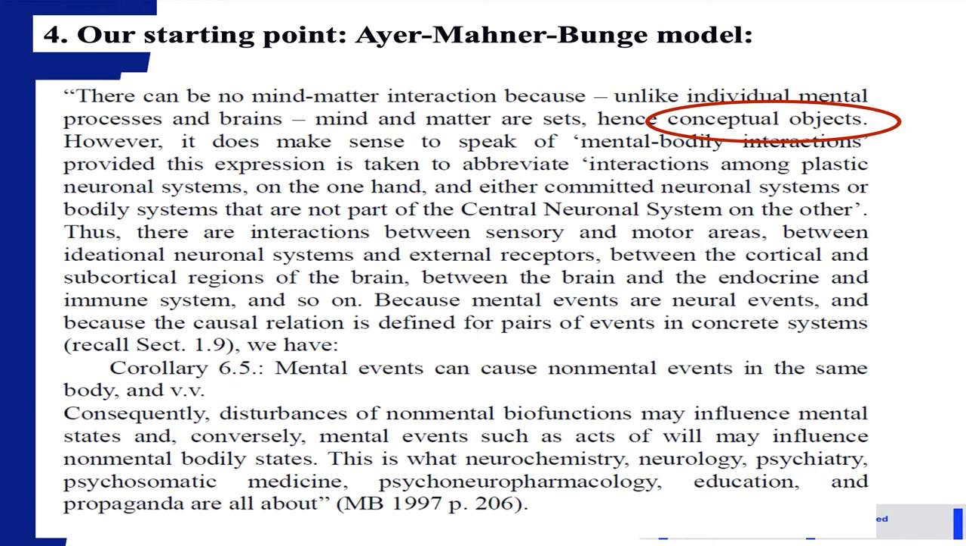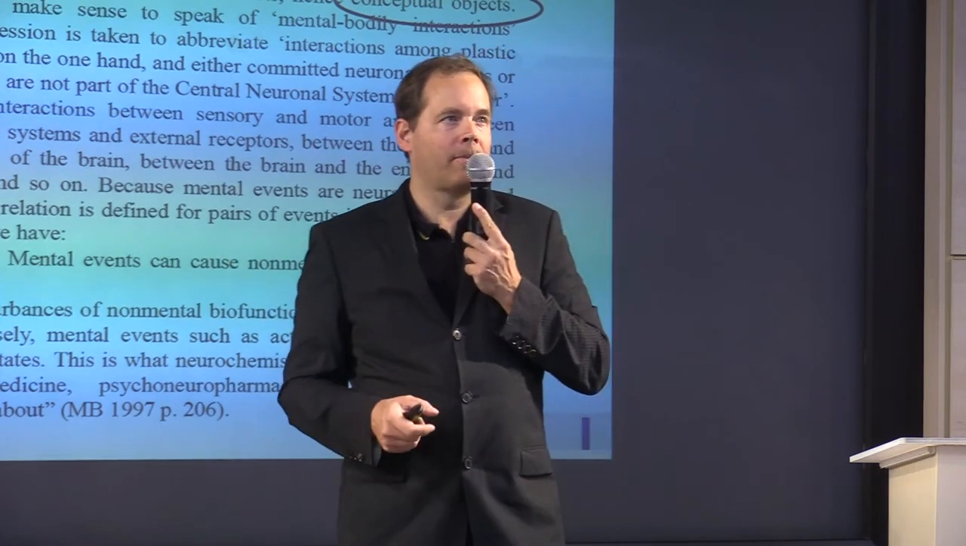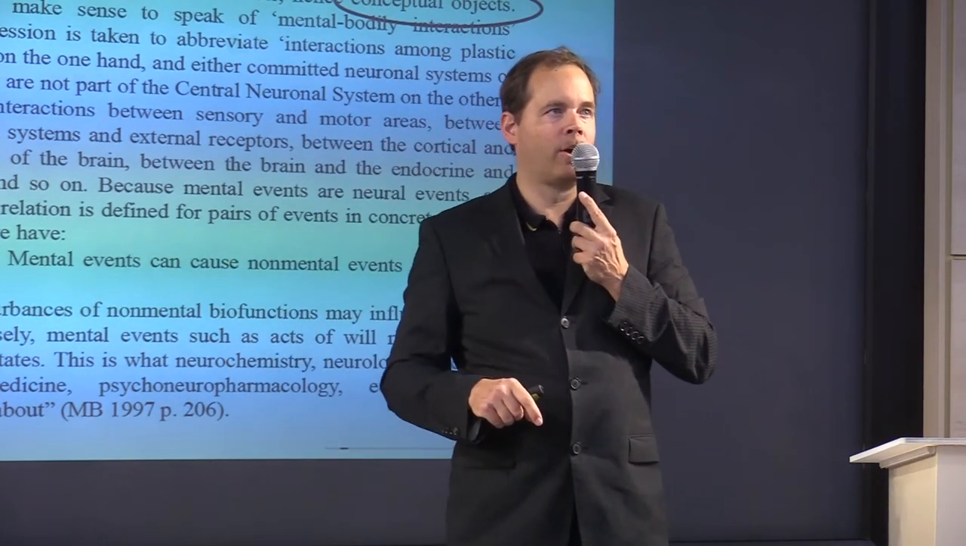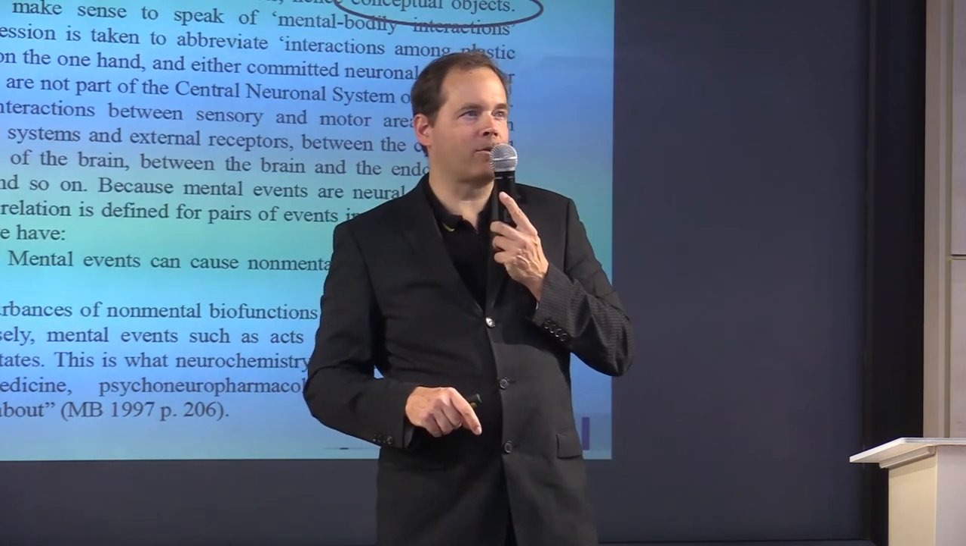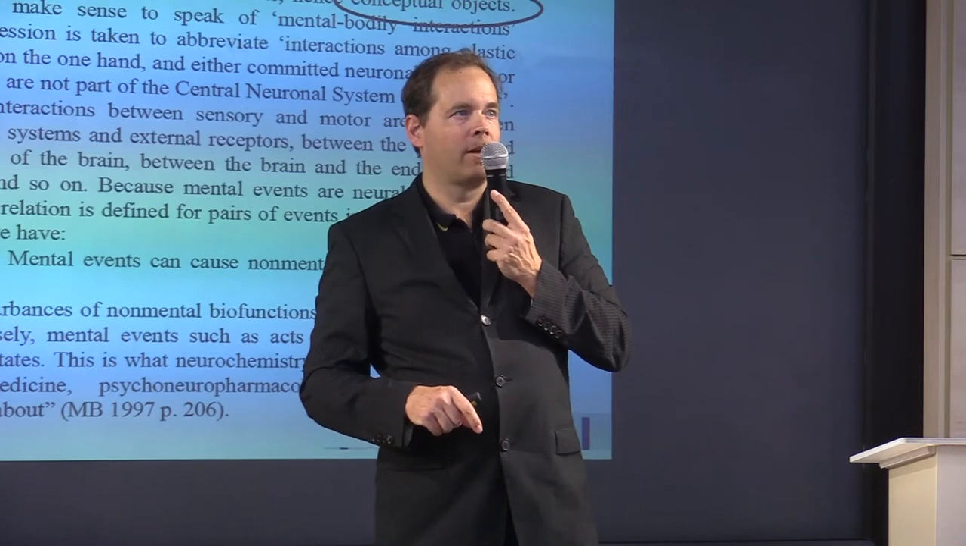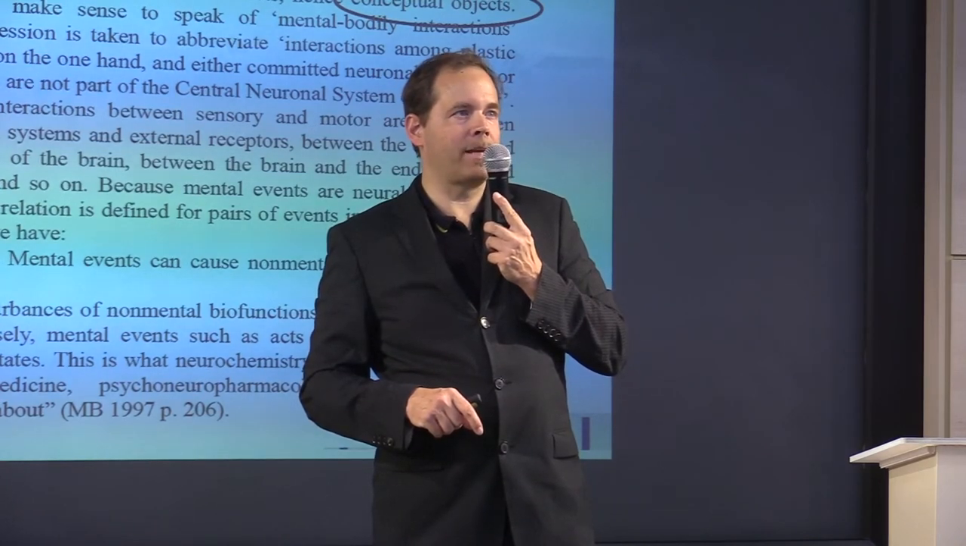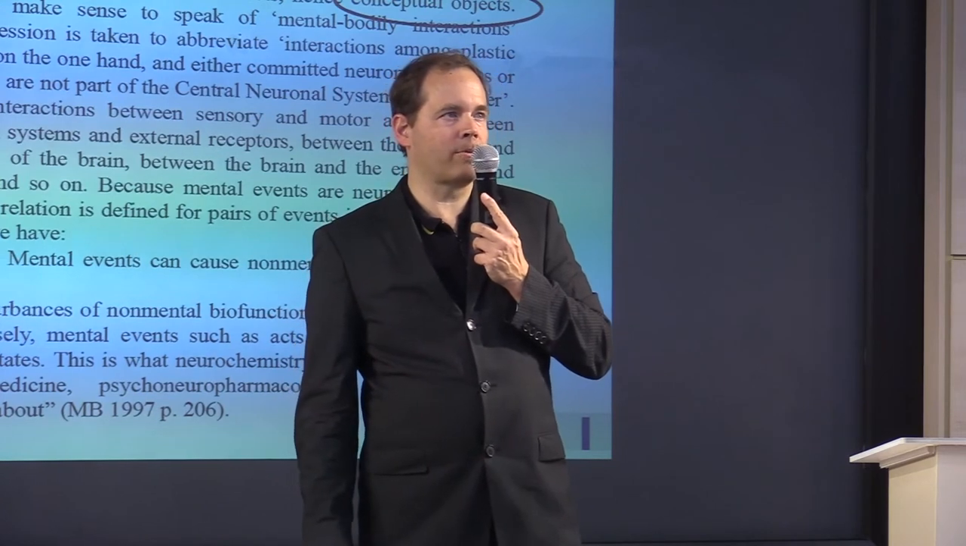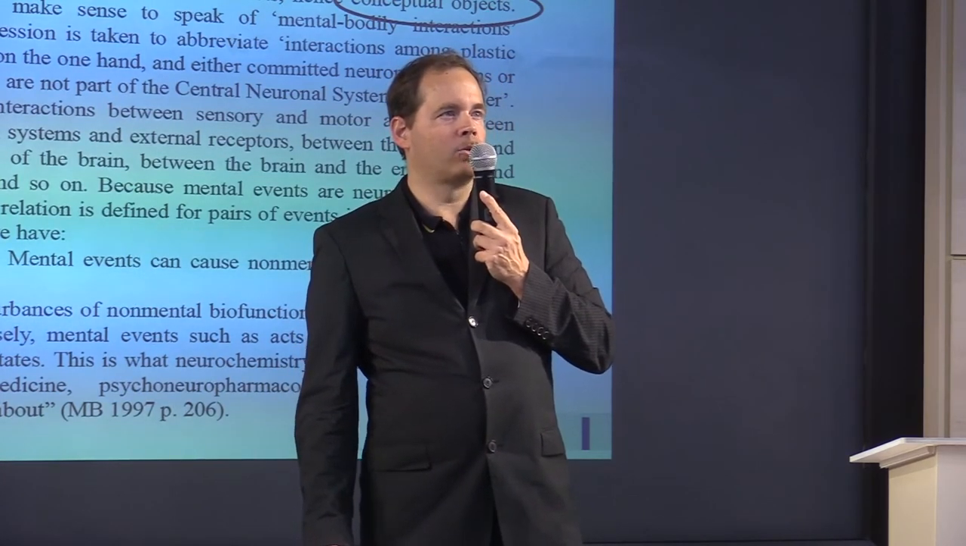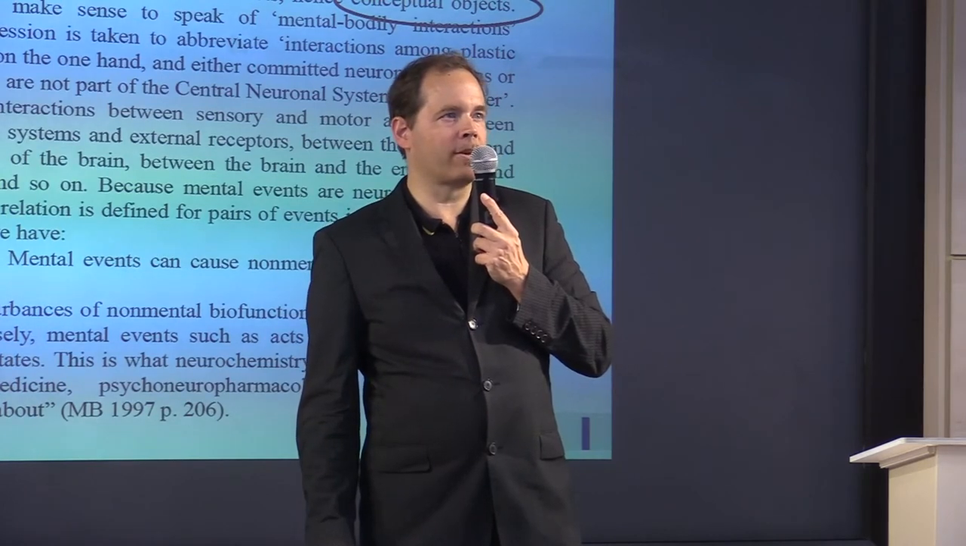In the words of those two authors, there can be no mind-matter interaction because, unlike individual mental processes and brains, individual working neurons are of course physical objects, and brains are physical objects too, but mind as a concept and matter are sets, unions, collections of conceptual objects, or they are themselves conceptual objects. However, it does make sense to speak of mental-bodily interactions, provided this expression is taken to abbreviate interactions among plastic neural systems on the one hand, and either committed neural systems or bodily systems that are not part of the central neural systems on the other.